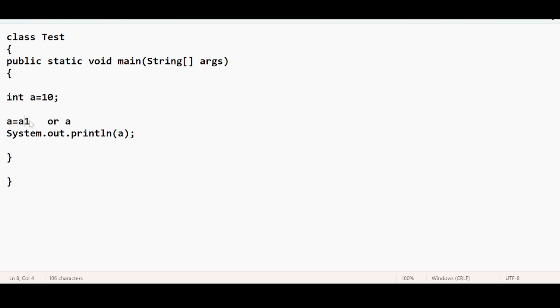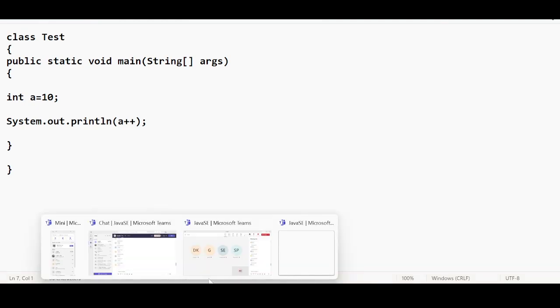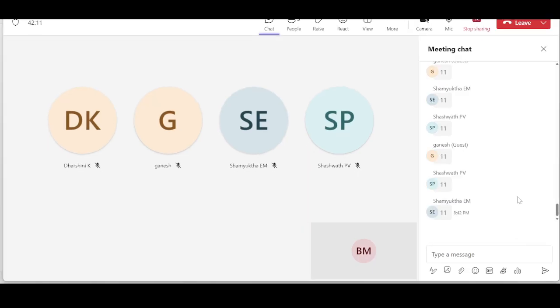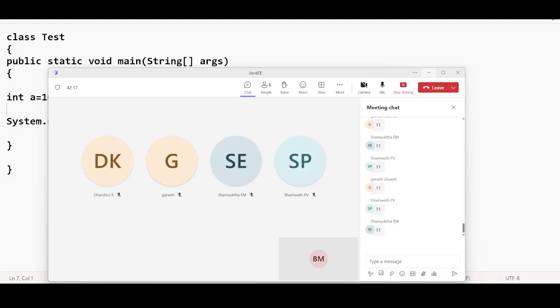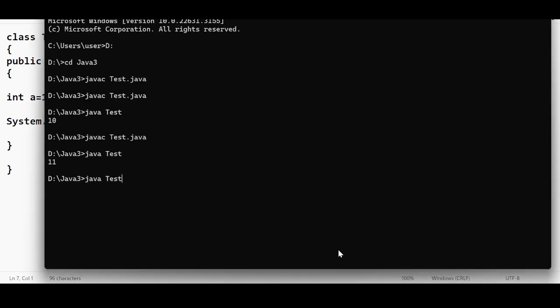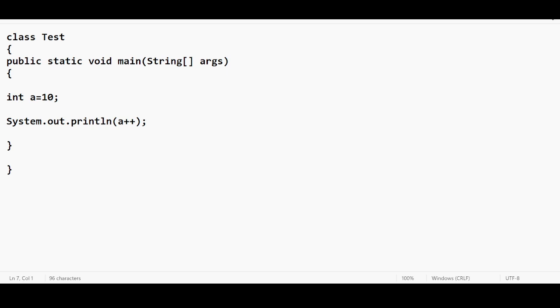We will go deep into this, but I just want to understand whether you know these things or not. When I say a plus plus, now can you tell me the output? Samyukta says 11. Let us run this. 10. Why are we getting 10 now? I will tell you why. This is also an interview question.